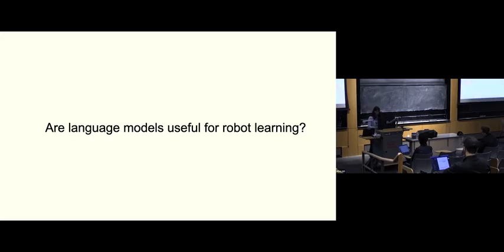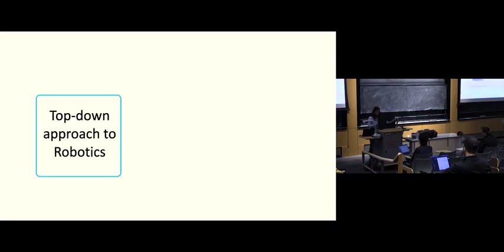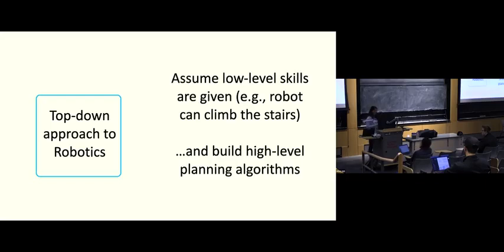Okay. So are language models useful for robot learning? There have been a lot of recent approaches that use language models for robot control in the following way. They assume that the low-level skills are given. For example, the robot can move around and climb the stairs, can pick up an object, rotate, and so on. And they build on top of those skills high-level planning algorithms.